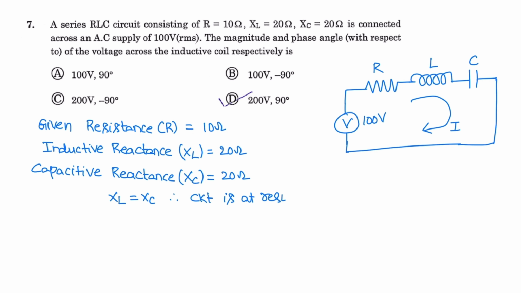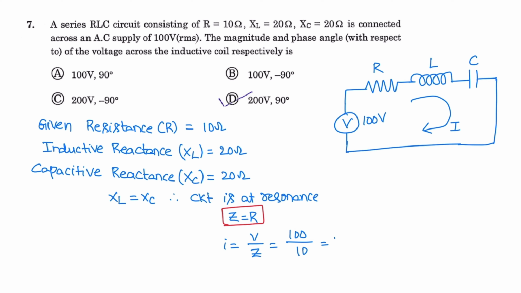The circuit is at resonance. At resonance, the value of impedance is equal to resistance. Therefore, the current flowing through the circuit is I equal to V by Z. V is 100 volts RMS, and Z is equal to R, which is 10 ohms. So, the current is 10 amperes.